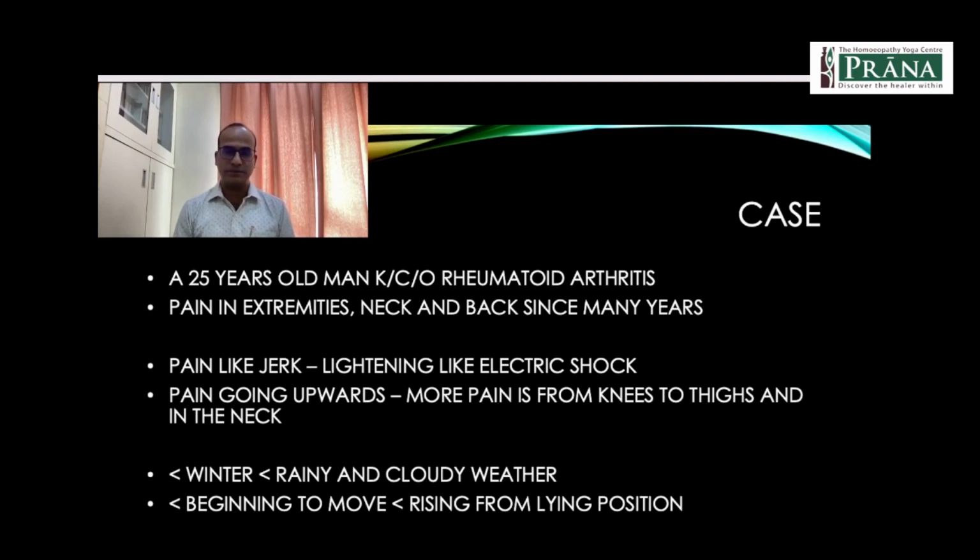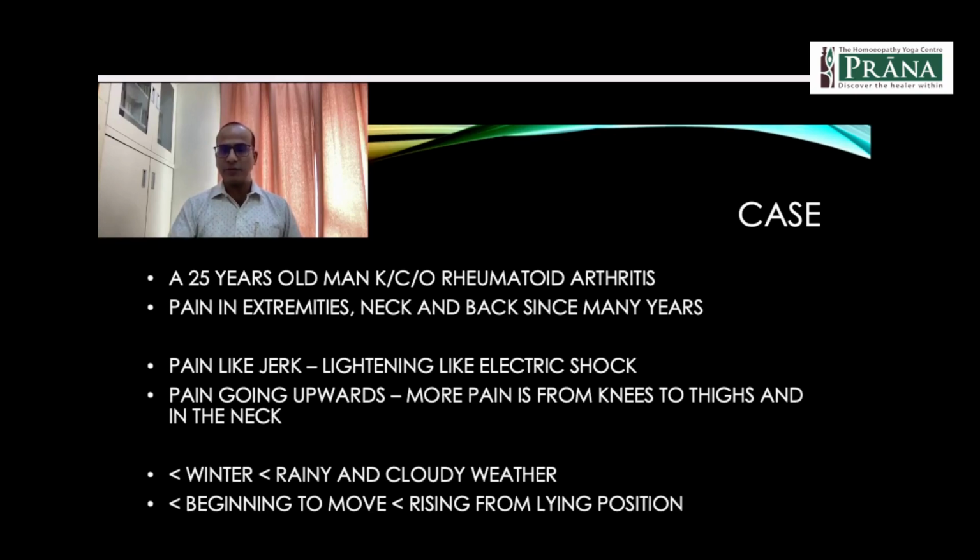In the last video, we saw this case: a 25-year-old man with rheumatoid arthritis, pain in the knees going up to the thighs, and pain in the neck going upwards. So these are the modalities. In the last video we discussed the case, the modalities, the symptom, and the character of pain. Today we are going to discuss the analysis of the case.